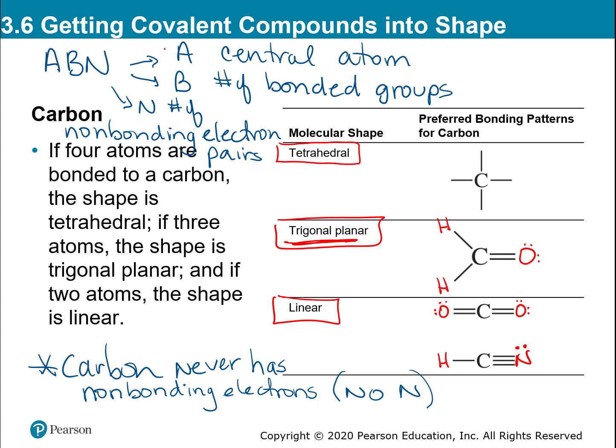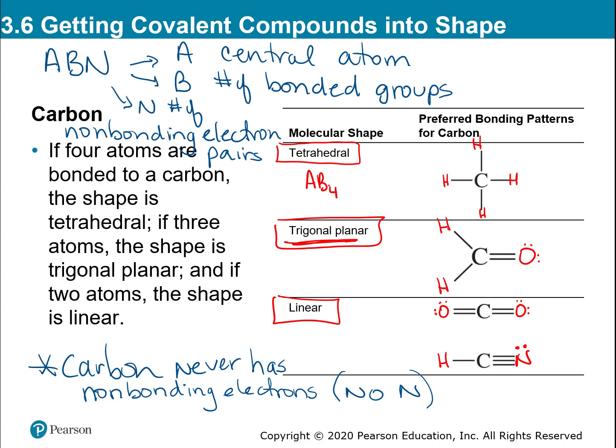So if I look at the first one, carbon has 4 groups. It wouldn't matter if these 4 groups were all hydrogens, or all chlorines or fluorines, or a combination of them. If carbon has 4 single bonds, it has what they call an AB4, because the A is carbon and the B is the groups connected to it, and it's got 4 of them.